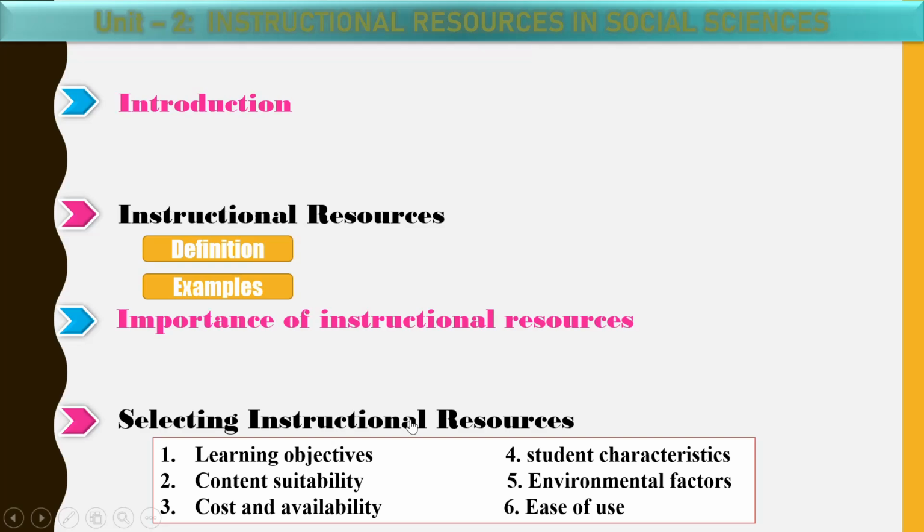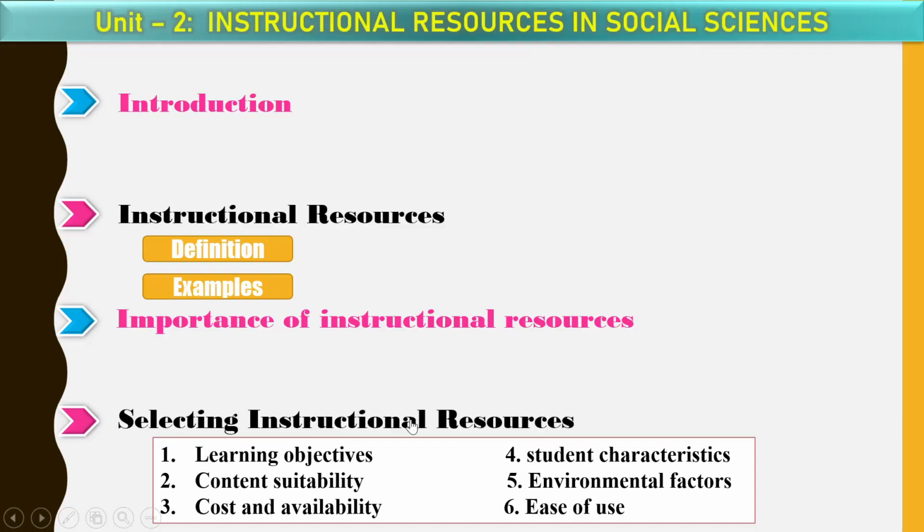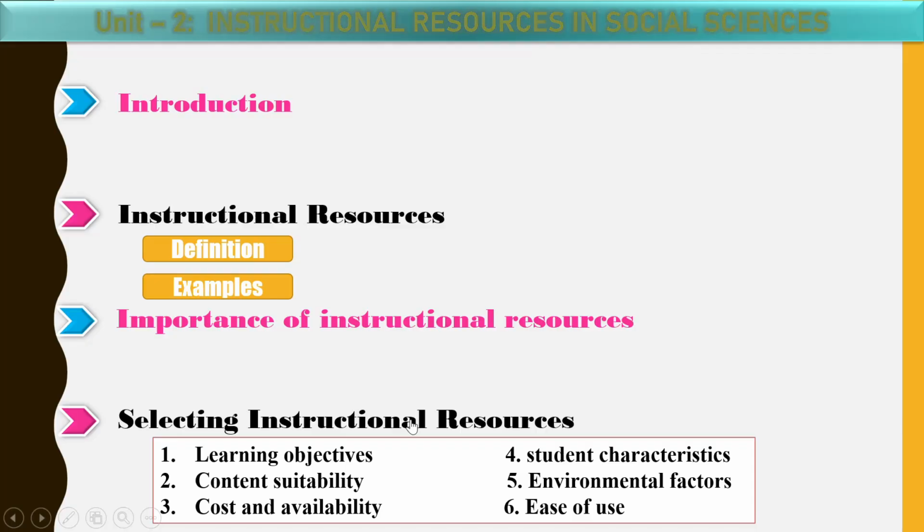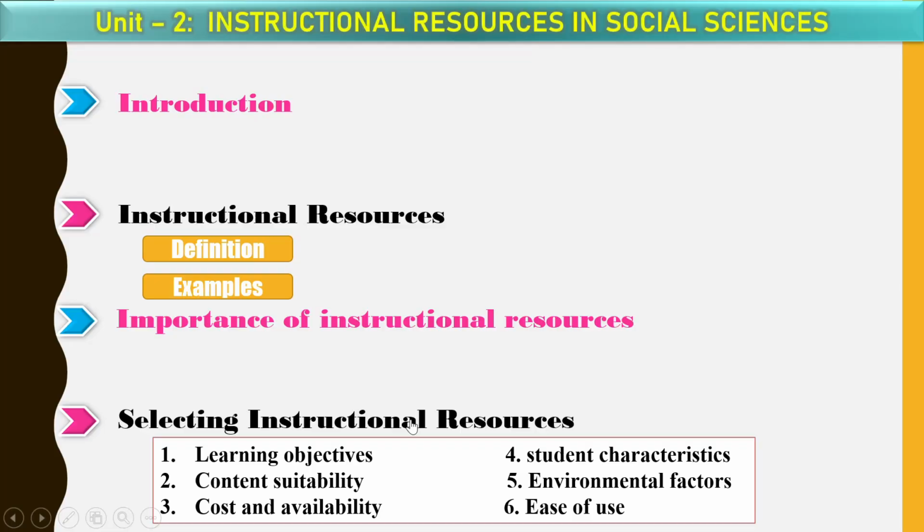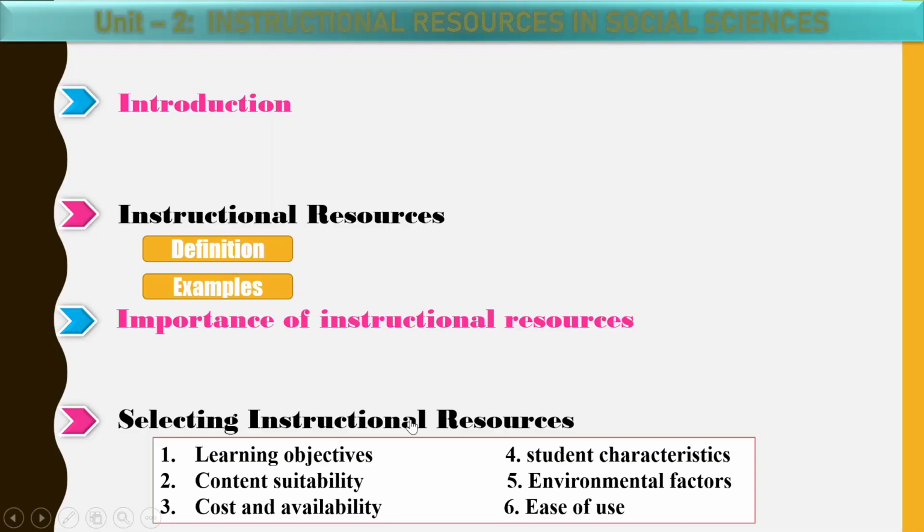Then prior knowledge. What do they know already about the topic? The learning style of the learner and the interest of the learner. And the third point is content suitability. Ensure the content is accurate, relevant, and appropriate for the targeted audience. So, whom we are teaching, it should relate to them.